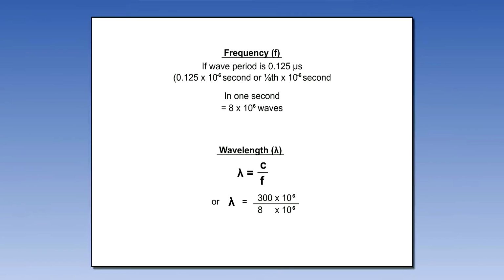Each wavelength can be calculated by dividing the distance that all radio waves travel in a second, namely 300 times 10 to the power of 6 meters, by the number of cycles or frequency of our radio wave in a second, namely 8 times 10 to the power of 6. We can cancel out both figures 10 to the power of 6, leaving us with 300 divided by 8, which is 37.5 meters.